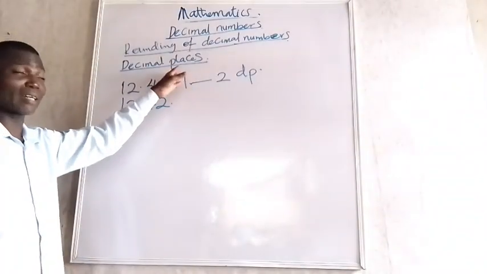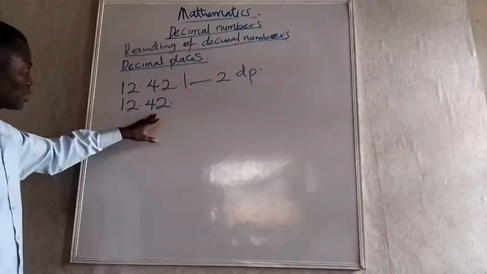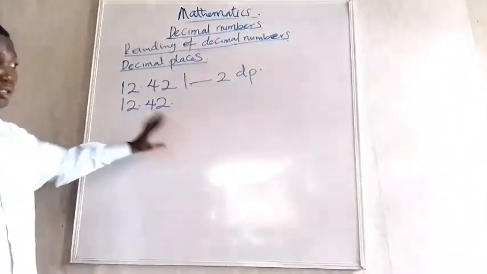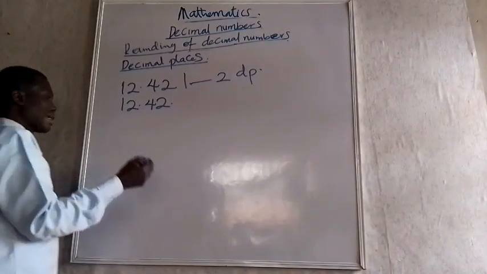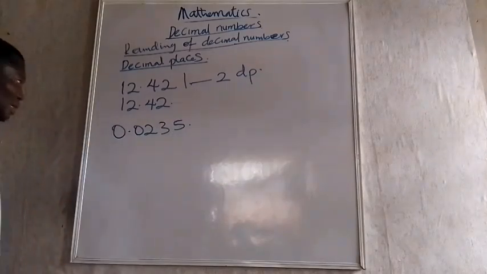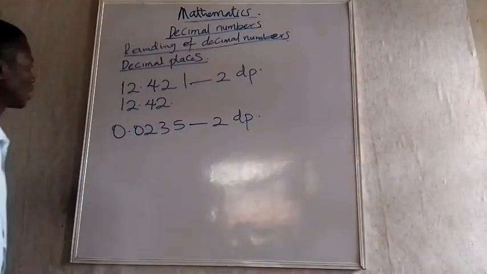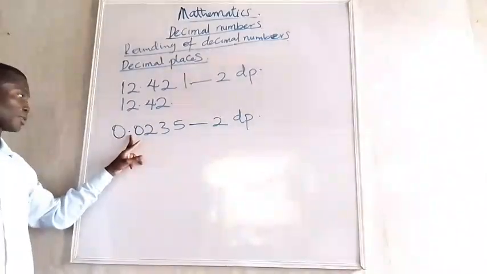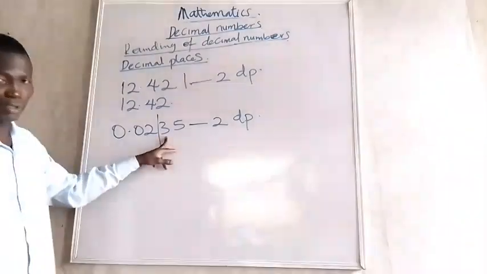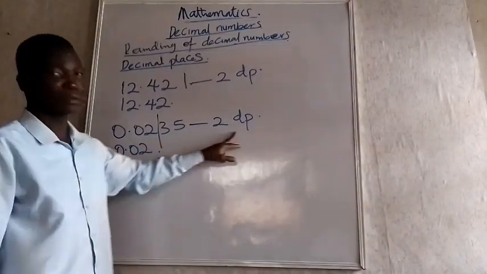Because the number immediately after the second figure from the decimal is less than 5, this one is going to be 12.42. Now, let's say I have another number like 0.0235, and I want to convert to 2 decimal places. Counting from the point, I have 1, 2, and the next one is not up to 5. So at the end of the day, it's going to be 0.02. That is 2 decimal places.